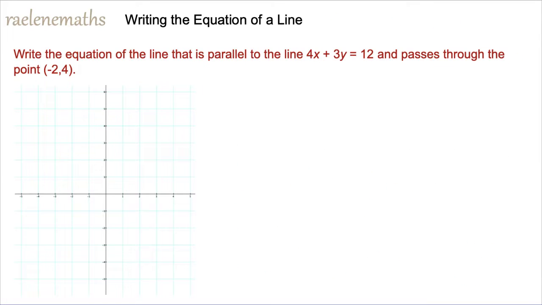In the next example, we are asked to write the equation of a line that's parallel to one line and passes through a given point. So because we have a point given, all we need now is to find the slope of our line, and we can use the point-slope form to write its equation.